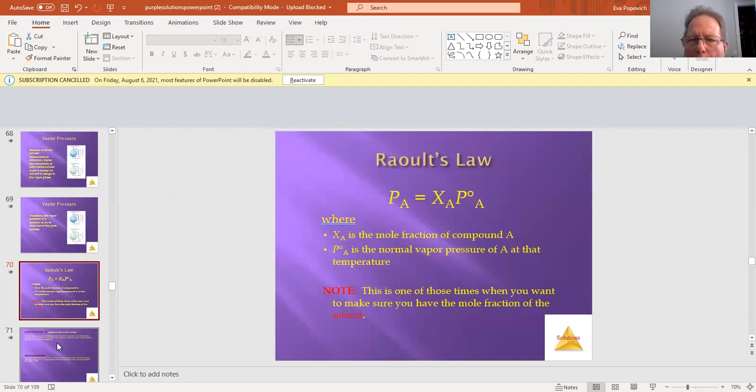X is the mole fraction of the solvent. X should be the larger part of a half. In other words, the solvent is usually more than half of the solution. So it should be a relatively large number. Remember, you want the mole fraction of the solvent.